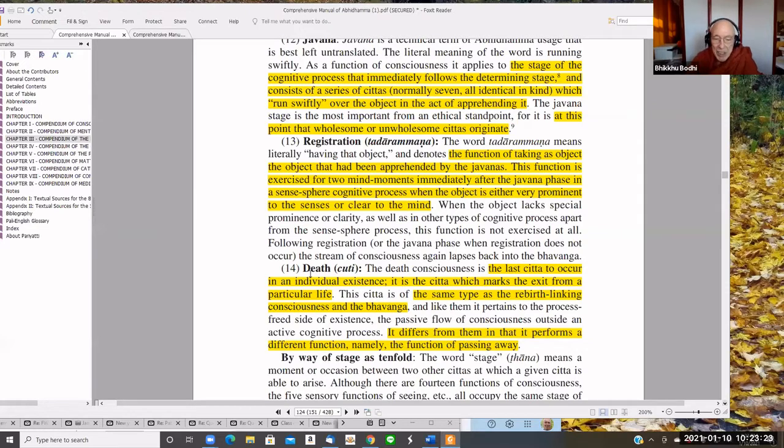But this is a resultant citta. It's not a karmically productive citta. Rather, it's the cittas that occur close to the time of death that will have an important impact on the mode of rebirth. But the death citta is just like saying, lifetime over, move on to the next stage. Okay, so these are the 14 functions.